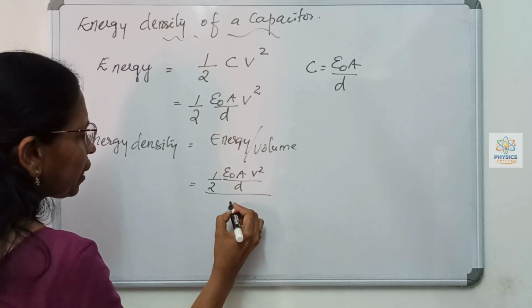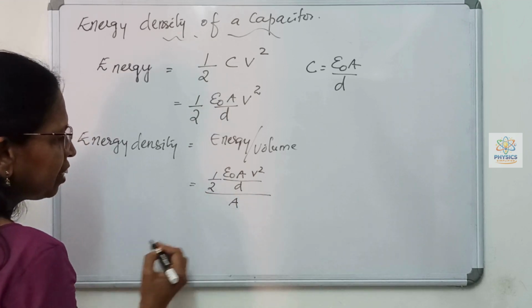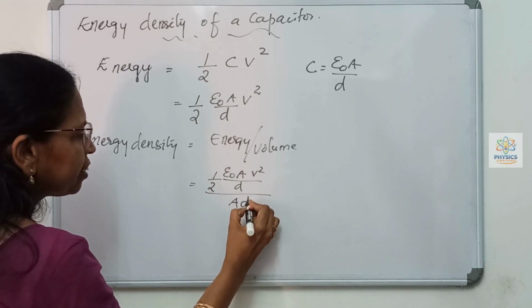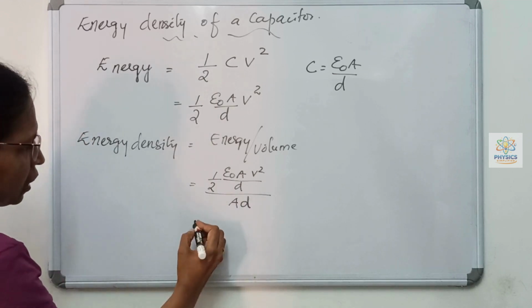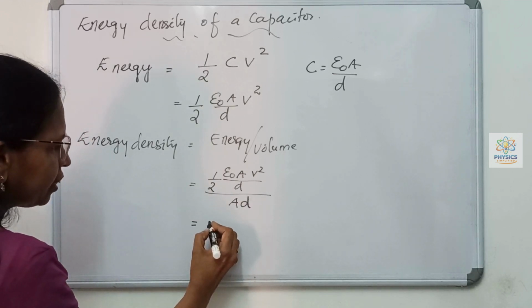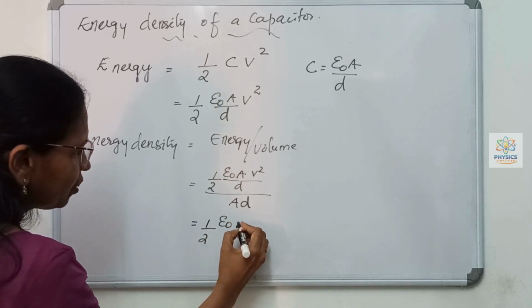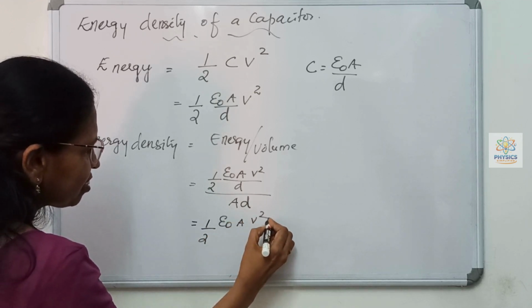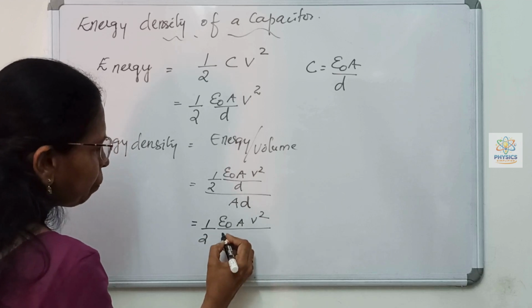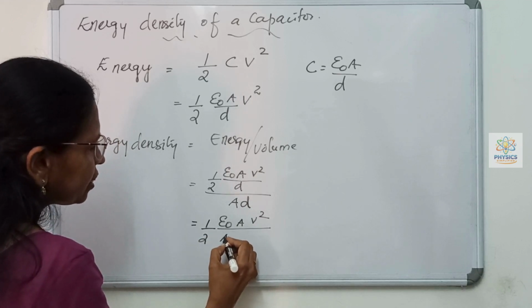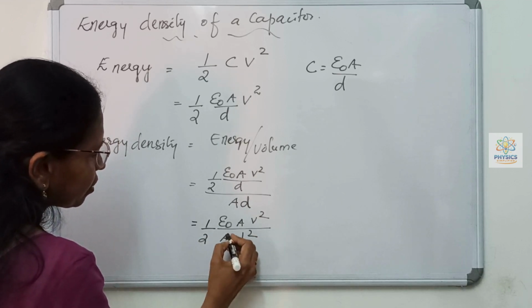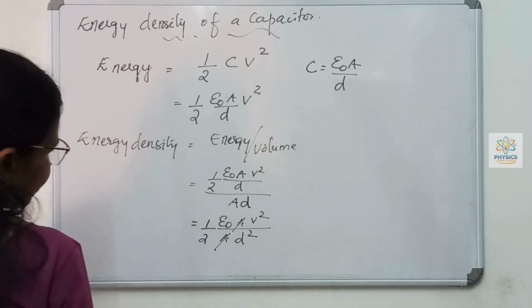Volume of the capacitor can be written as area into the distance. So we can write here it is half epsilon 0 A V square the whole divided by A into D square. This A and A cancel.